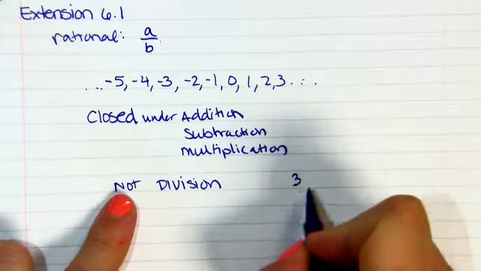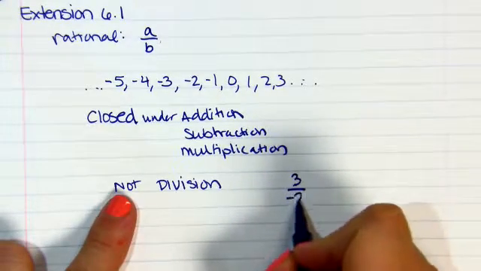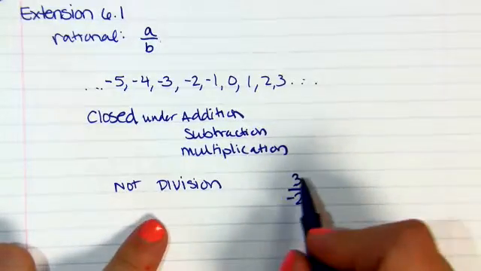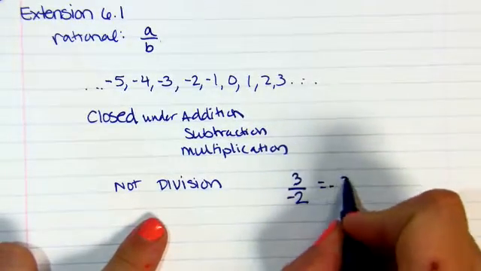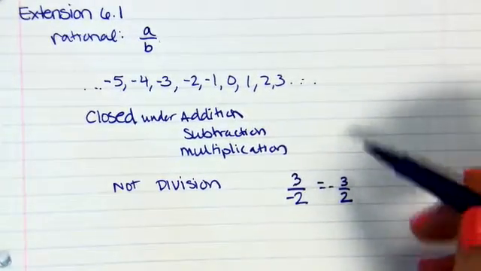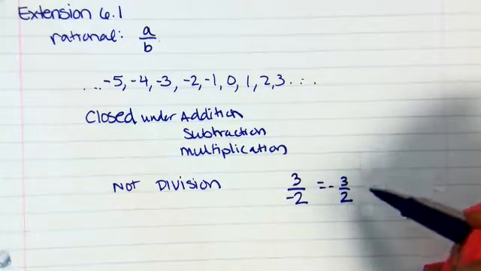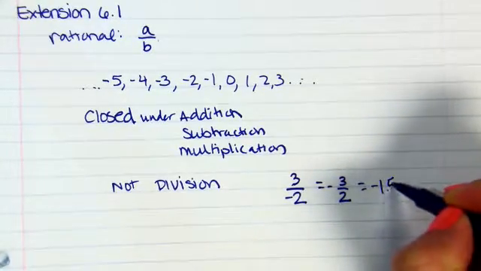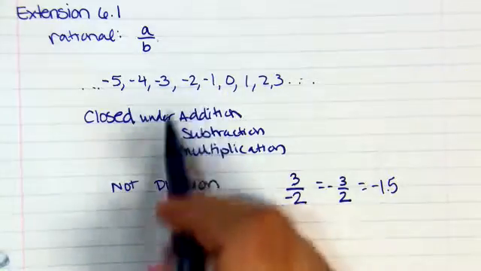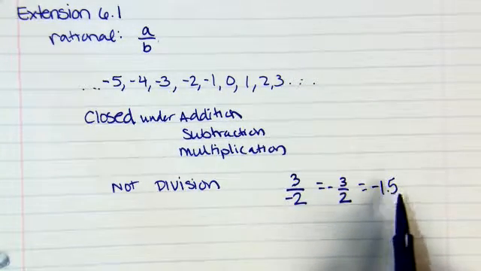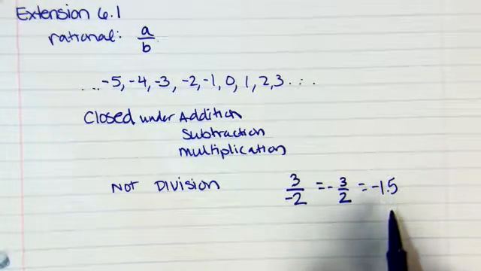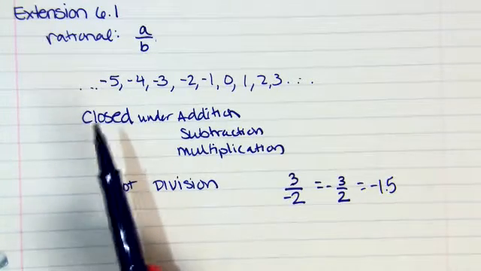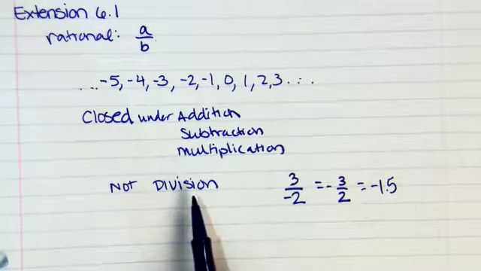But if I think about division, if I take 2 integers and divide them, for example, I take 3 and divide it by -2, I get -3/2. -3/2 is not an integer. It can be written as -1.5. That doesn't show up on my integer list. This isn't a whole number or its opposite. So the set of all integers is not closed under division.